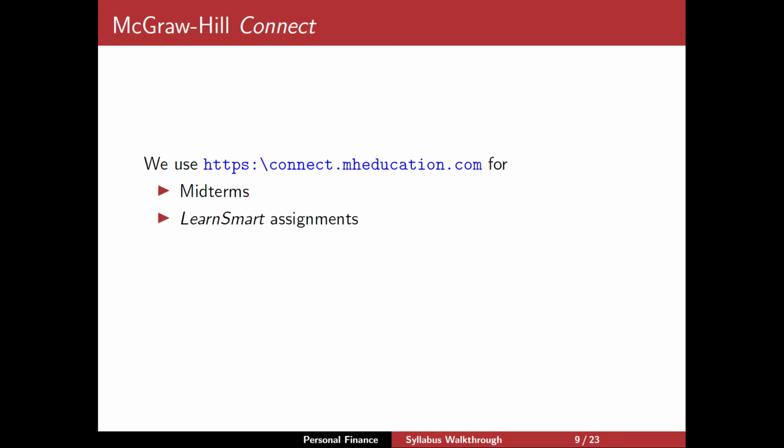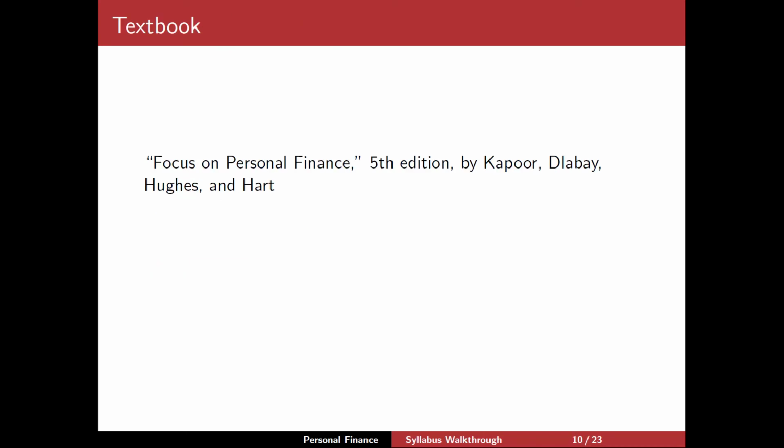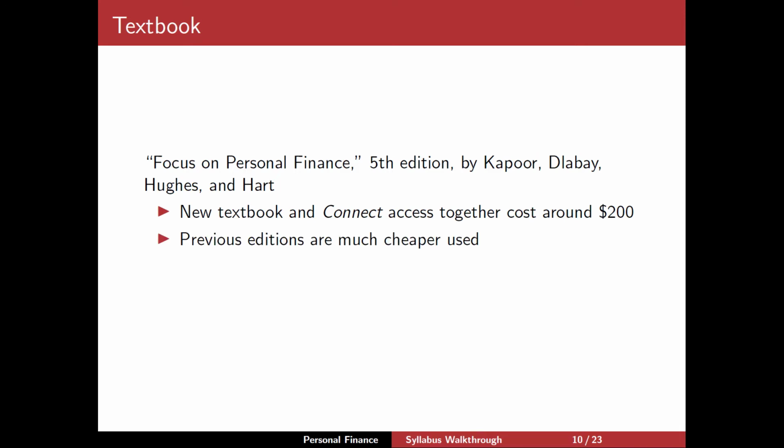We use the Connect website for many things. We take midterms on it, we do LearnSmart assignments on it, and we do homework on it. It's not possible to pass the class without having Connect access. I'm going to discuss each of these later in our video. The textbook, like I said, is Focus on Personal Finance, the 5th edition. The new textbook coupled with the Connect access together cost around $200 total.